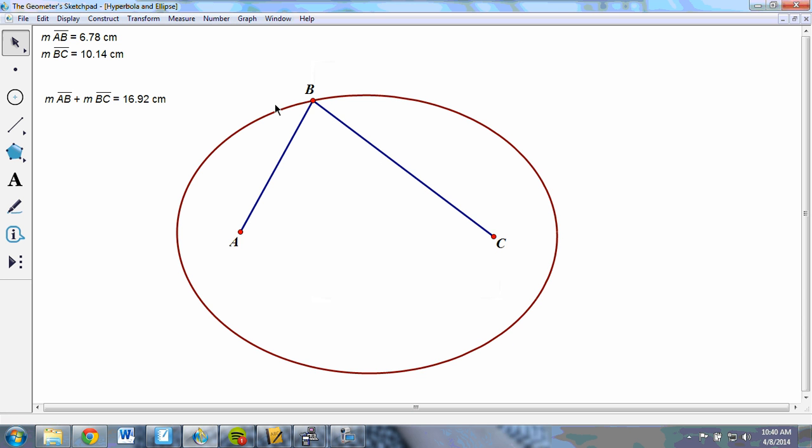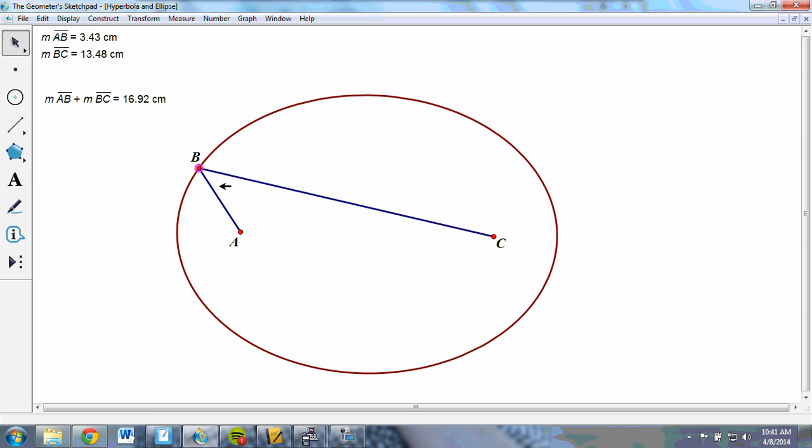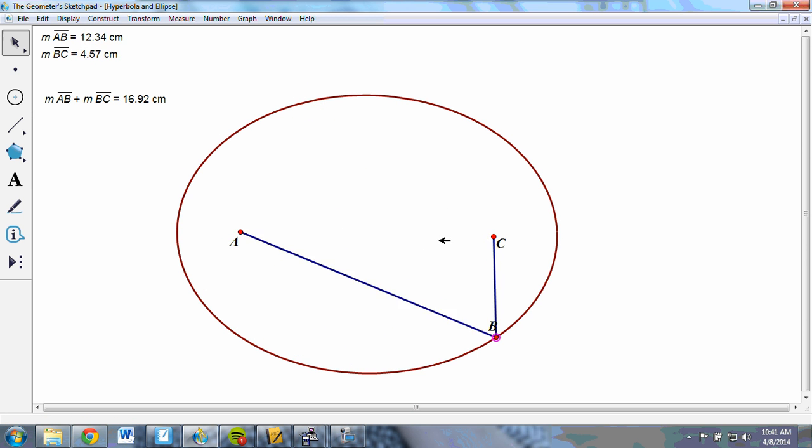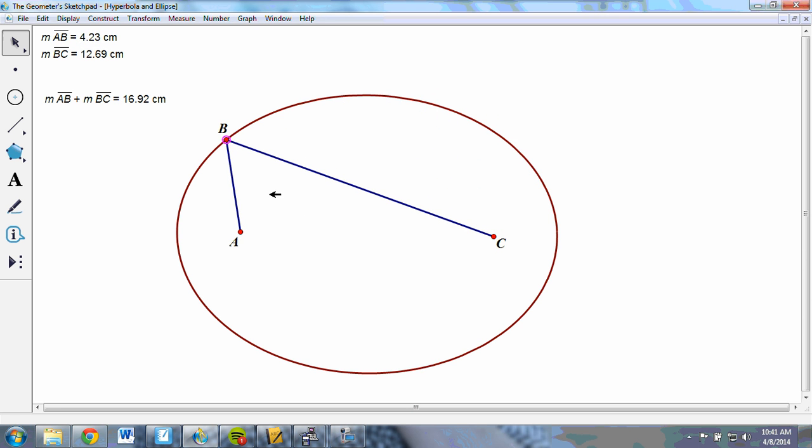And as I move this point over here, the length of AB will get shorter, but the length of BC will get longer, and the length of the two added up won't change. It's 16.92 wherever it goes. That's what an ellipse is. An ellipse is all the points that have the same combined distance from two focuses.